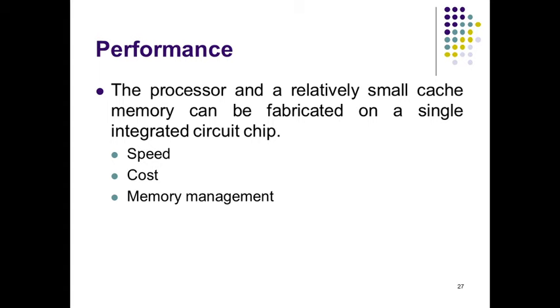The processor and a relatively small cache memory can be fabricated on a single integrated circuit chip. The internal speed of performing the basic steps of instruction processing on such chips is very high and it is considerably faster than the speed at which instructions and data can be fetched from the main memory. A program will be executed faster if the movement of instructions and data between the main memory and processor is minimized, which is achieved by using the cache memory.